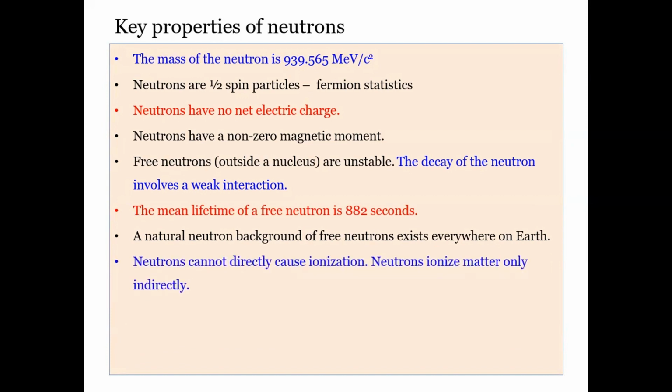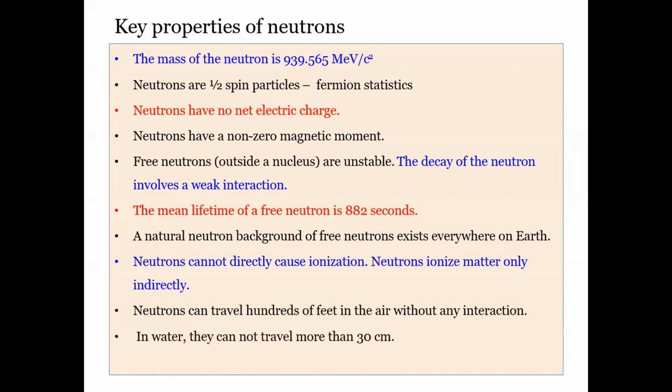Neutrons cannot directly cause ionization. Neutrons ionize matter only indirectly. Neutrons can travel hundreds of feet in air without any interaction. But in water, they cannot travel more than 30 centimeters. So water is a very good shielding material for any type of neutrons.